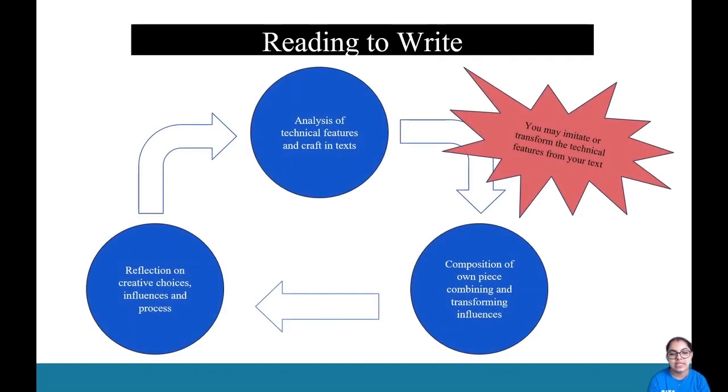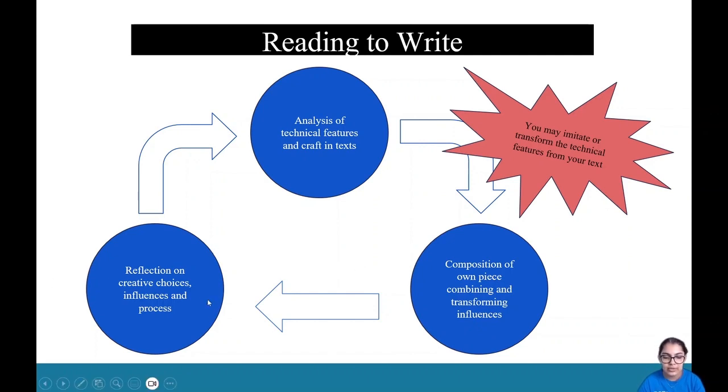So this is essentially what the process looks like. We begin by analyzing technical features and crafts in a variety of different texts. So these are texts from your own wide reading, and also texts that you will look at in class, and then we use that to compose our own piece of writing, and we do that by combining and transforming the influences that we've had. And then after doing that, we reflect on our creative choices, our influences, and our processes.